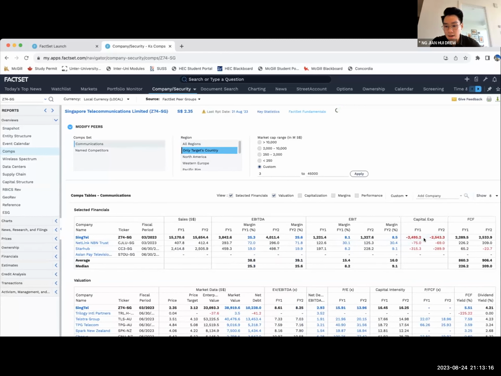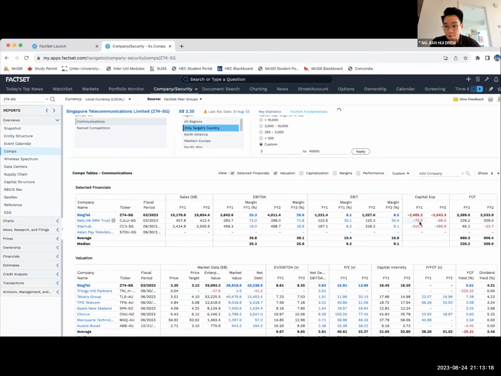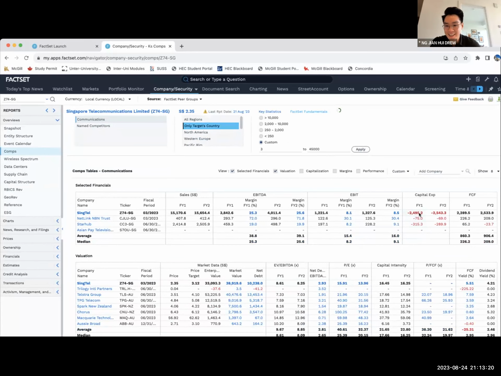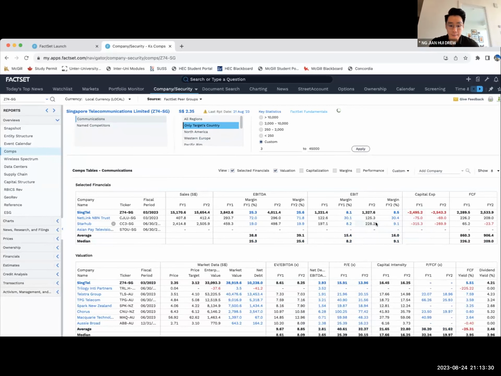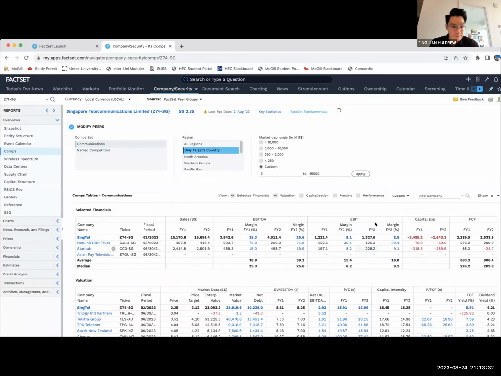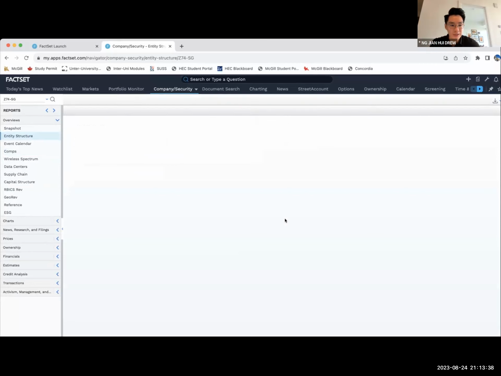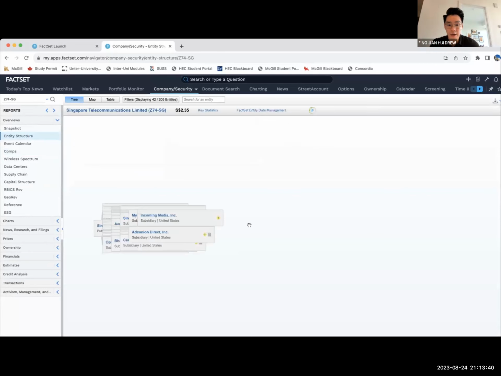what's the capex. If you notice actually in Singtel, if you are talking about a communication company, you definitely need to talk about capex, right? Capital expenditure, because that is their main expense. So we need to talk about that. What else we can look at, the entity structure. So this is important as well.